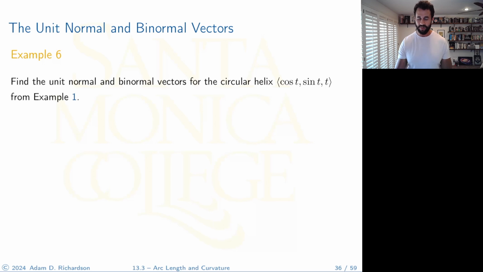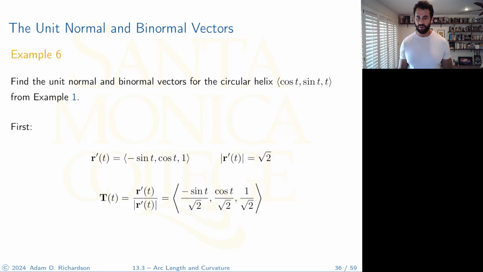All right, here we go. Did we compute this earlier? No, I can't remember. So let's compute T first. R prime of T is equal to that. Just do the derivatives of these component functions here. The length, yeah, we did do this earlier. The length of this is root 2. So now we have the unit tangent vector. It's just this, dividing each of these component functions by square root of 2. So we got one of them, the unit tangent vector.